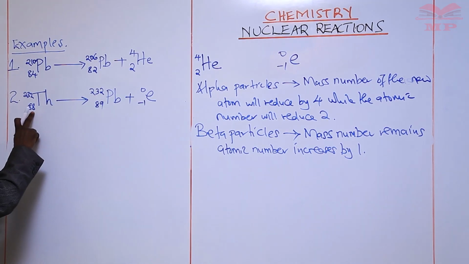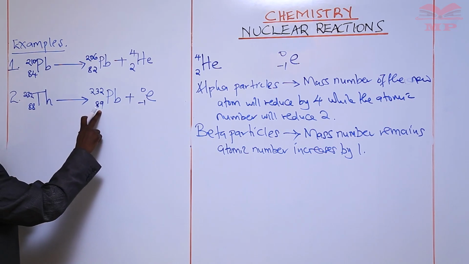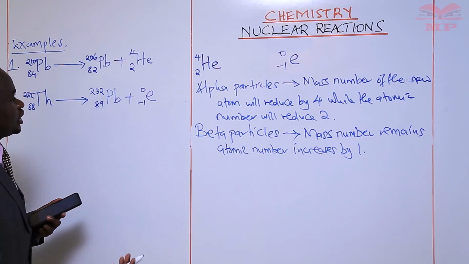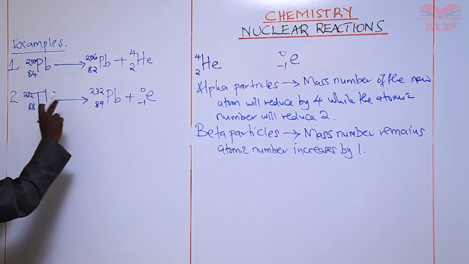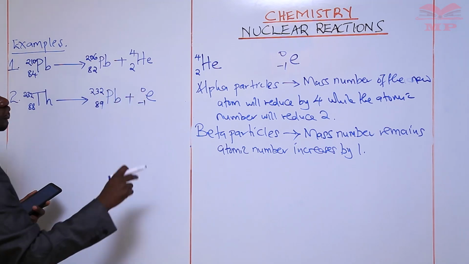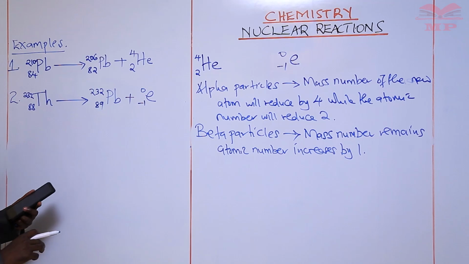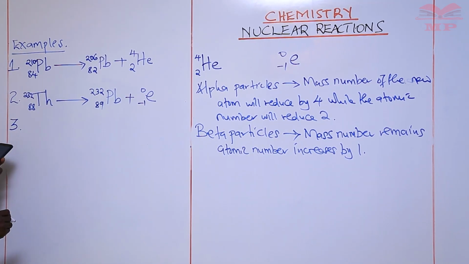On the left it is 88 atomic number. On the right 89 plus negative 1. Using mathematics, you will get 88. On the left, mass number 232. On the right, 232 plus 0, that will give you 232. So this is another example of a nuclear equation.